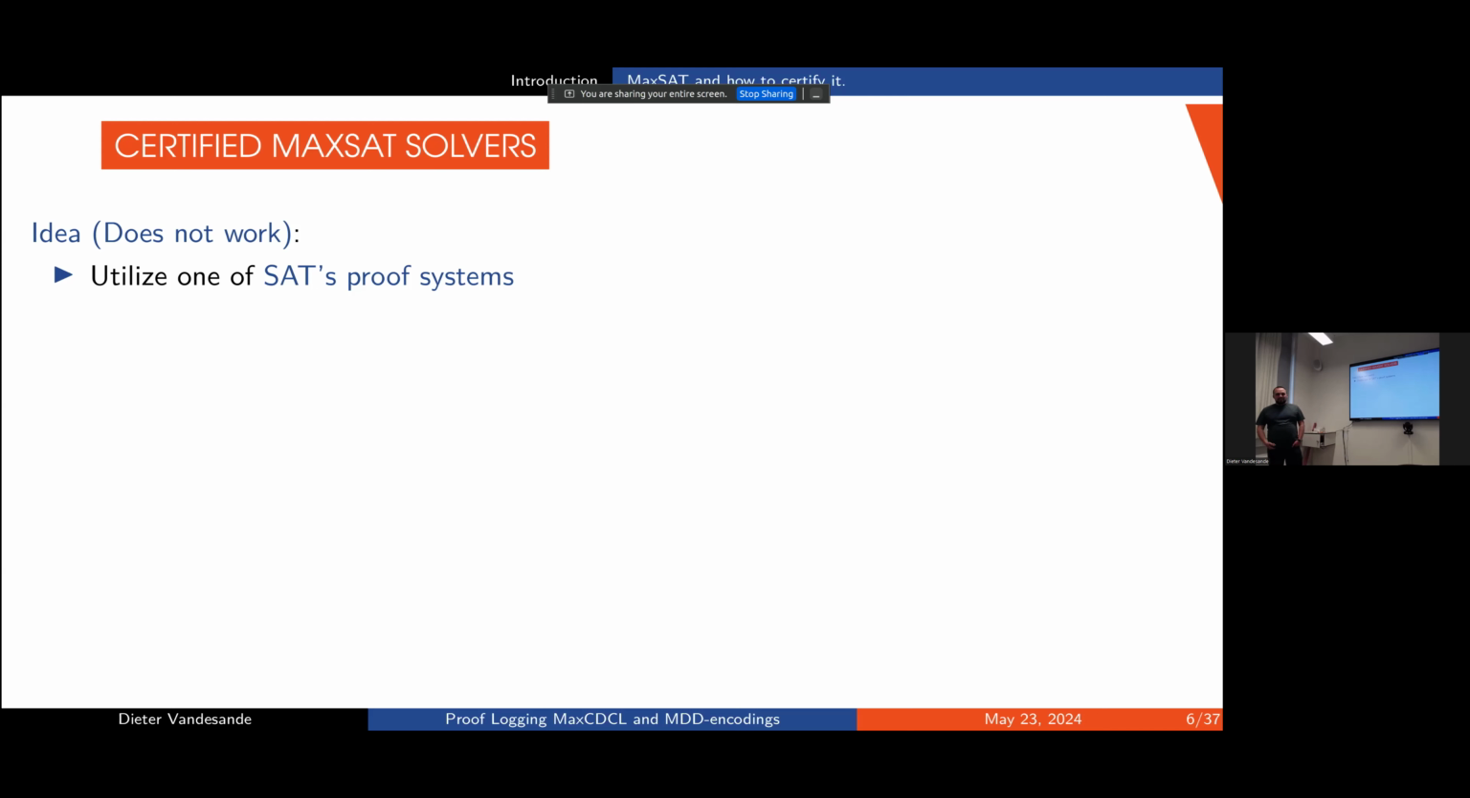Yeah. So, how can you do proof logging for MaxSAT? The first idea would be, well, proof logging in SAT is such a beautiful success. Why don't you try to use one of these proof systems for SAT? But these proof systems cannot reason about optimality. So how can they actually prove the optimality of a solution?